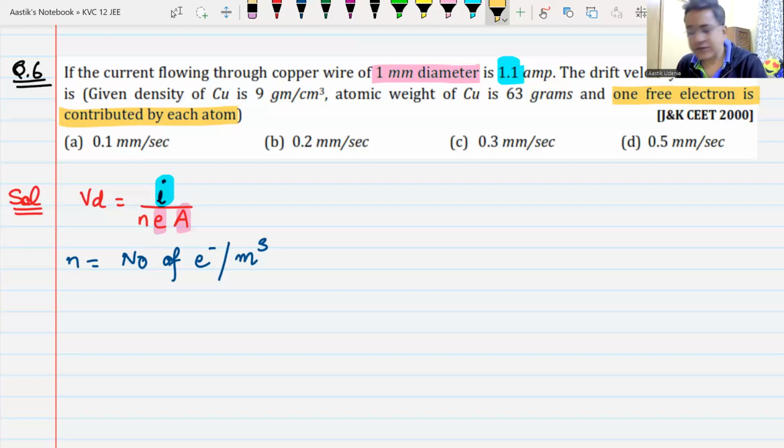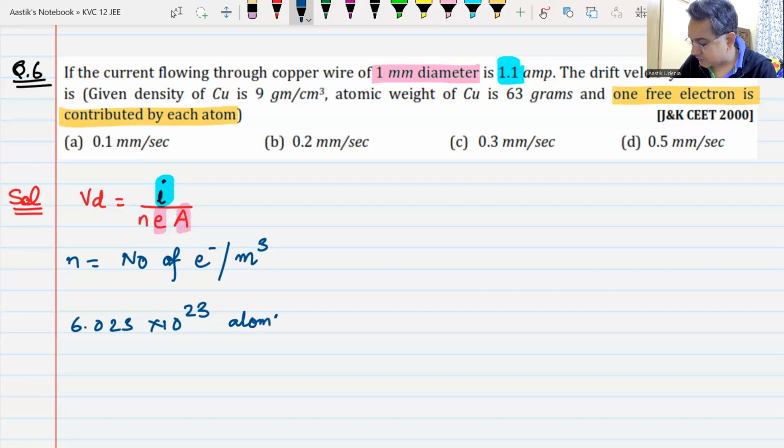How will you calculate the number of atoms in 1 meter cube? 6.023 into 10 raised to the power 23, which is the Avogadro number. These many atoms have how much mass? That is the atomic mass. So they have the atomic mass of 63 into 10 raised to the power minus 3 kg. I hope we understand this. Yes or no? Yes, sir. So from there, what you can calculate?